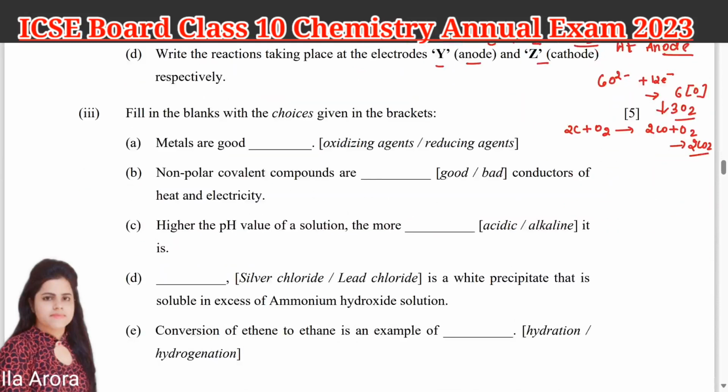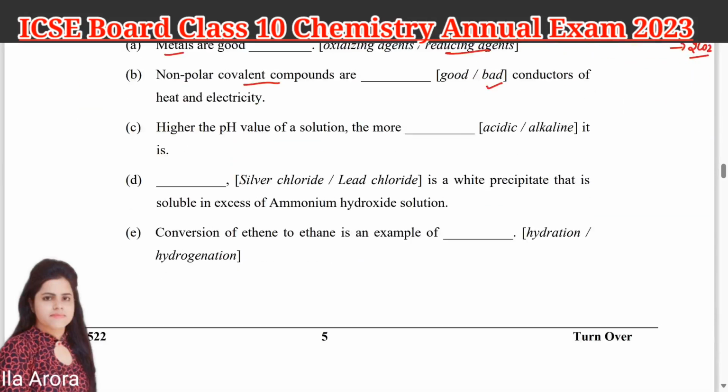Then third question, fill up. Metals are oxidizing agent or reducing agent? See, metals have a tendency to lose electrons, so they will act as reducing agent. Answer will be reducing. Next, non-polar covalent compounds are good or bad conductors of heat and electricity? Covalent compounds are bad conductors of heat and electricity, right?